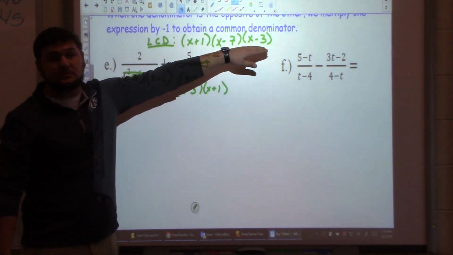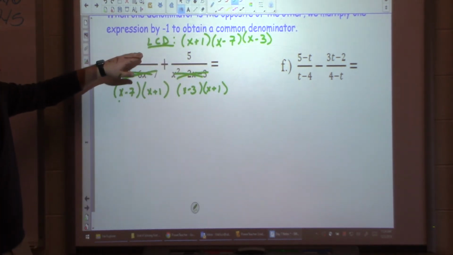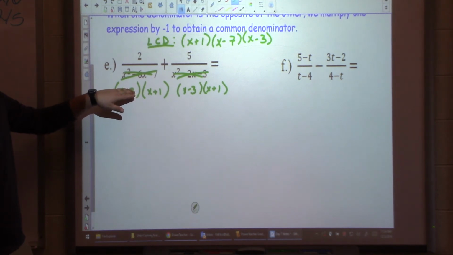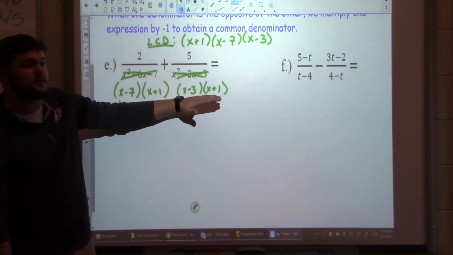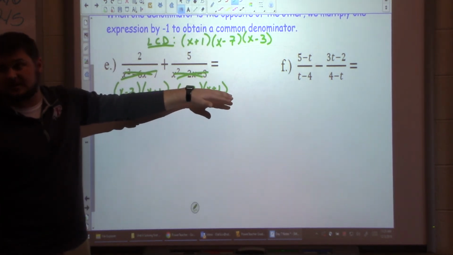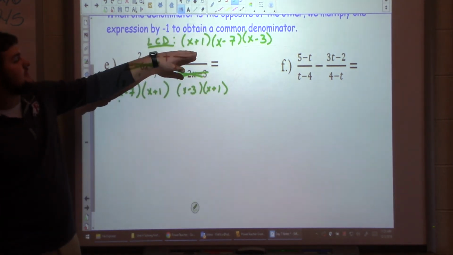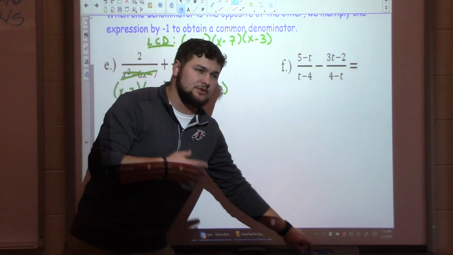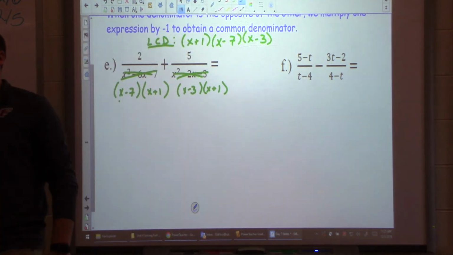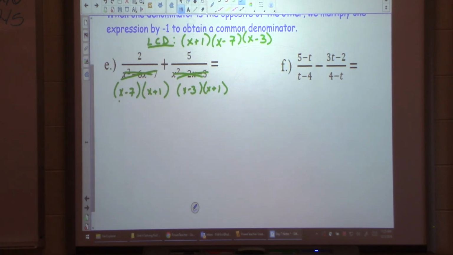So if I were to do this problem, I would multiply top and bottom by X minus 3. If I was looking at this denominator, I have X minus 3 and X plus 1. Which piece am I missing? X minus 7. So I'd multiply top and bottom by X minus 7. Now I am not going to go through and do that right now, because I want to do F before the bell rings, because it's kind of a special case.